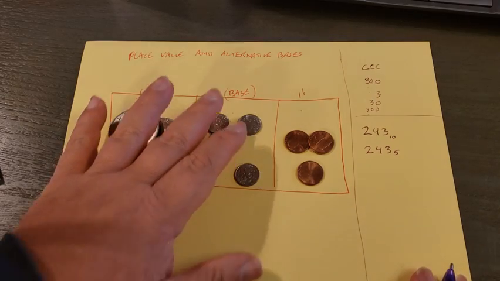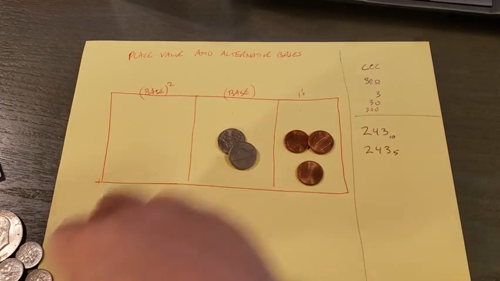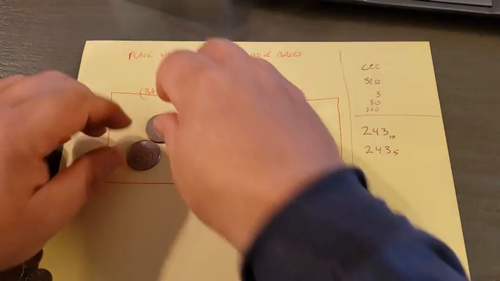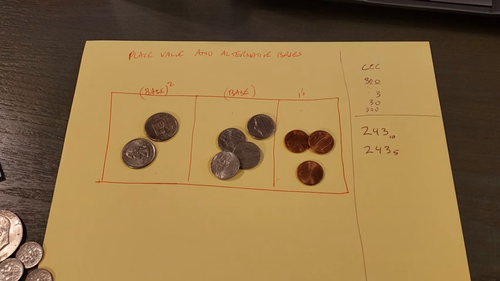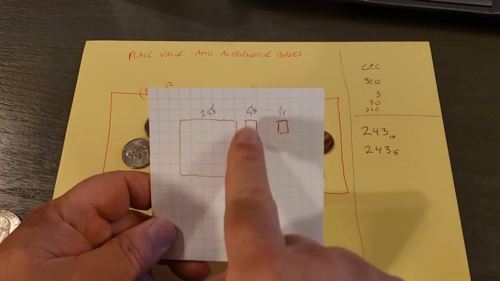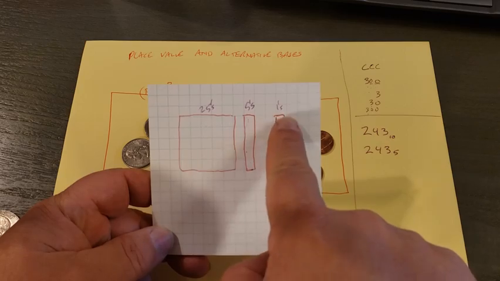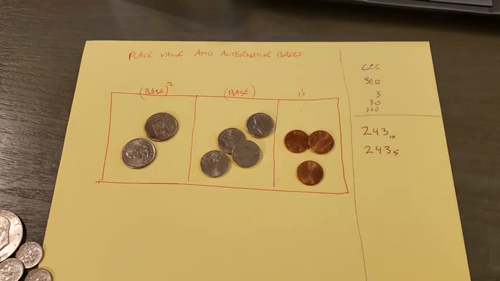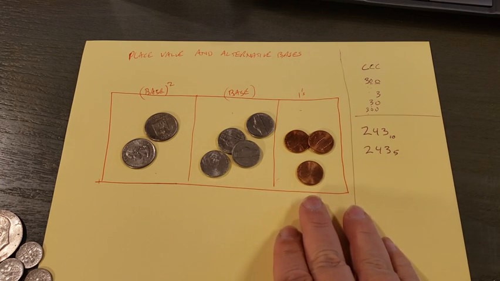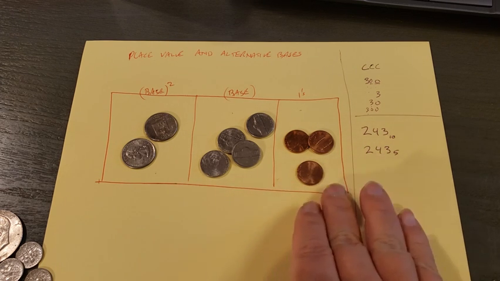Well, my model would be changed. I'd have to use different coins. The reason why I'm using different coins is, if I'm using base 5, this isn't 10, and this isn't 100. If I'm using base 5, I need 1s, 5s, and 25s. So here it is. This number means this. It means 2 25s, 4 5s, and 3 1s.